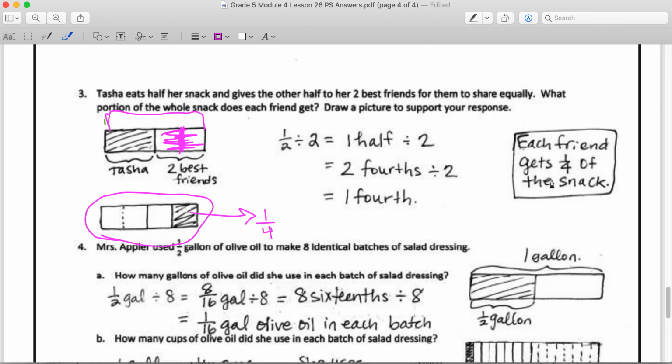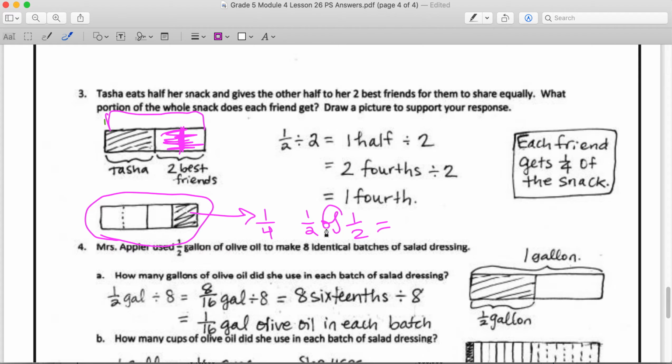Each friend gets 1/4 of the snack that's left. Okay? Of the snack, they got half of the half. Okay? So it's like saying 1/2 of a half.